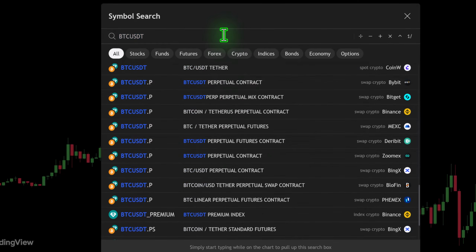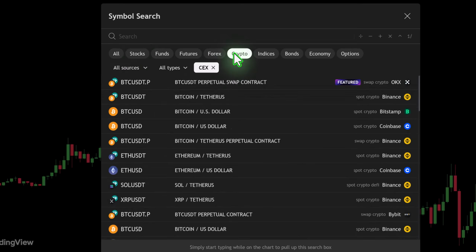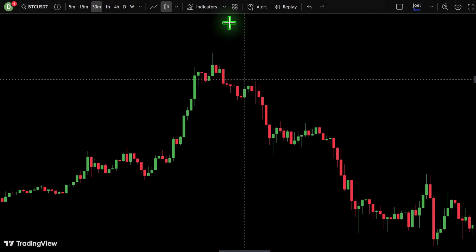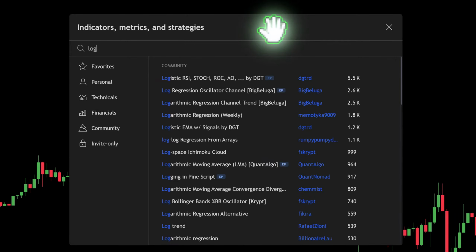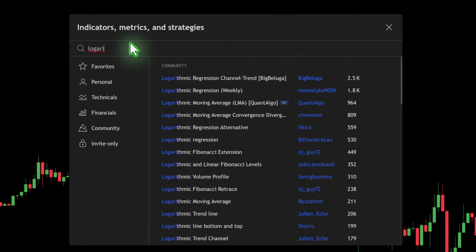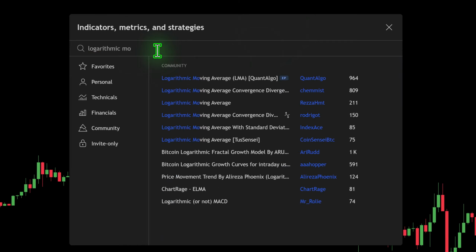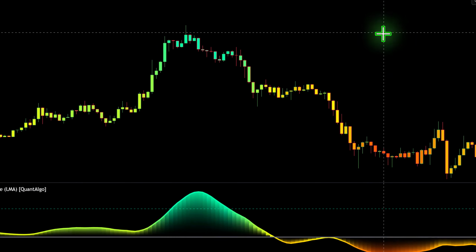Now, to get started with this indicator, you first of all head over to TradingView and load up whatever trading instrument you're interested in, your favorite stock or crypto pair. Then click on the Indicators button at the top, and in the search box, type in the Logarithmic Moving Average. You're looking for the one that was published by QuantAlgo. Go ahead and click on that to add it to your chart.